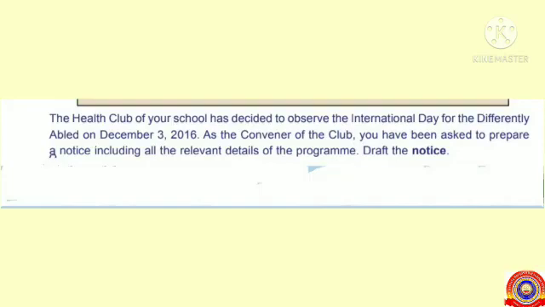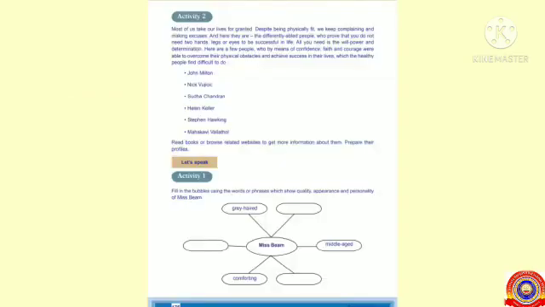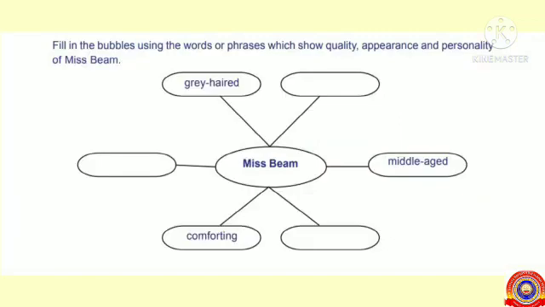Students, now all of you take page number 176. Look, activity 1. Fill in the bubbles using the words or phrases which show quality, appearance and personality of Miss Beam. So the bubble given in the middle includes the name Miss Beam. Around that, some bubbles are given here. 3 hints are already given here. They are grey-haired, middle-aged and comforting.